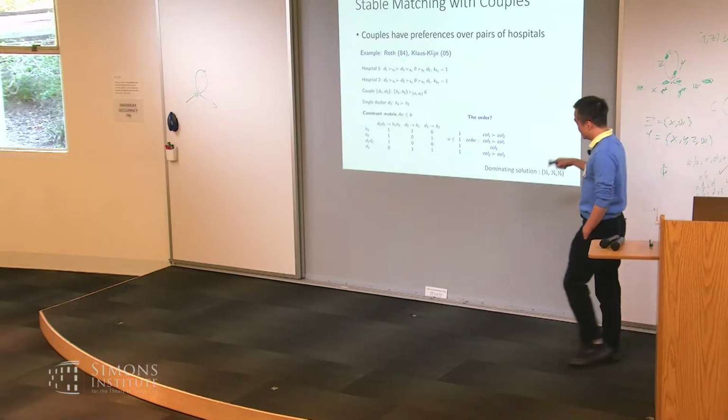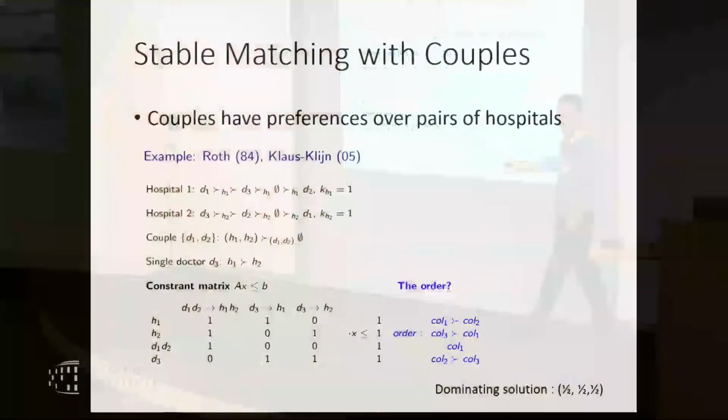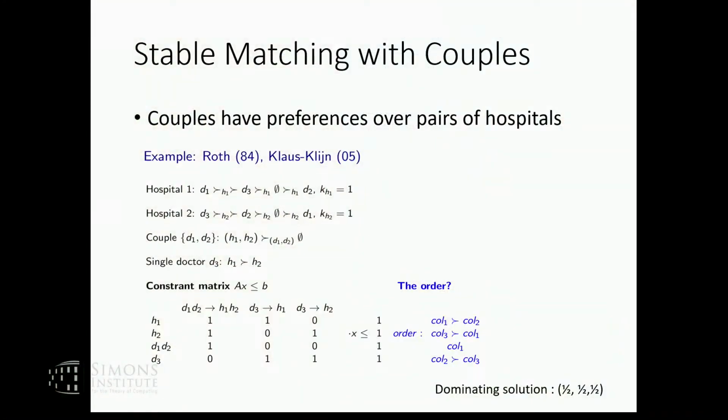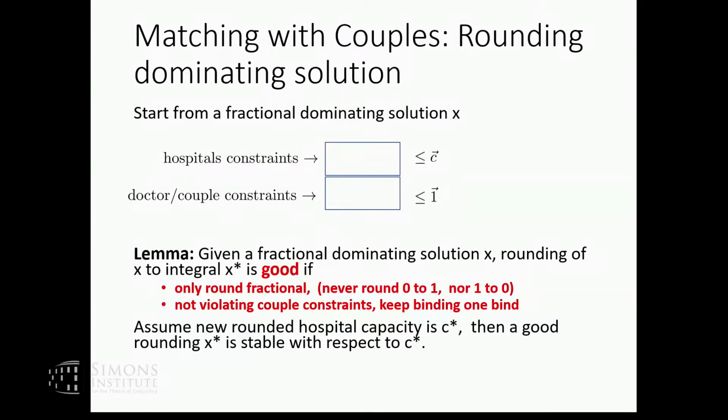Okay, so now because of this preference over pairs of hospitals, we don't have an integer polytope anymore. And in the example here, dominating solutions will be fractional. Okay, so that is the relaxing part of the algorithm. So now here comes the routing part. Okay? So given a fractional dominating solution, I'm going to route it to an integer one.